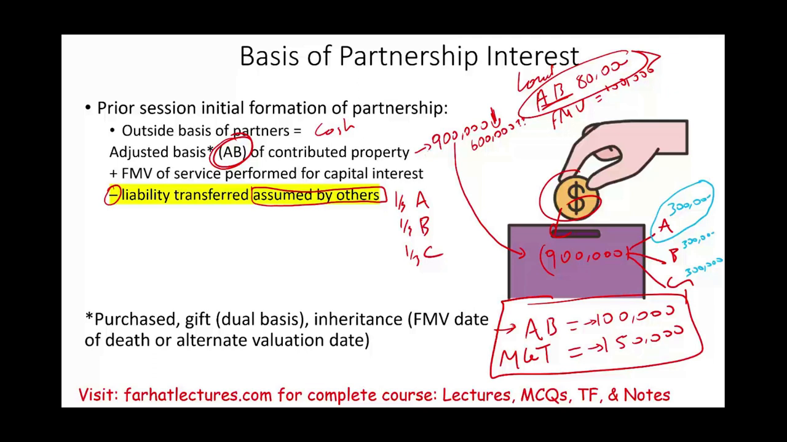Your basis goes down by 900,000. Then you are responsible for this 300,000. So once you are responsible for the debt, it's going to increase your basis. Therefore, the net is 600,000.